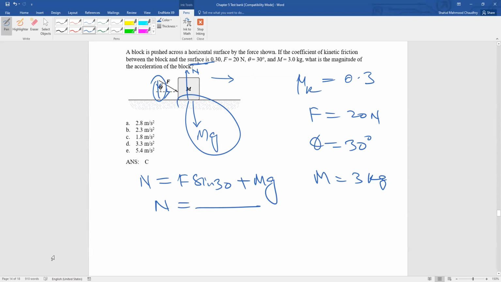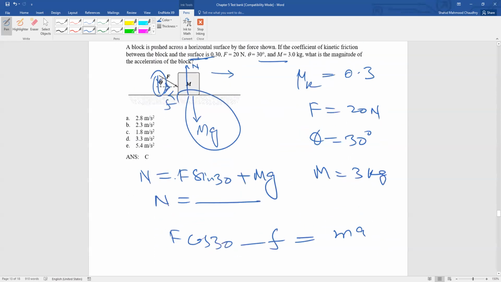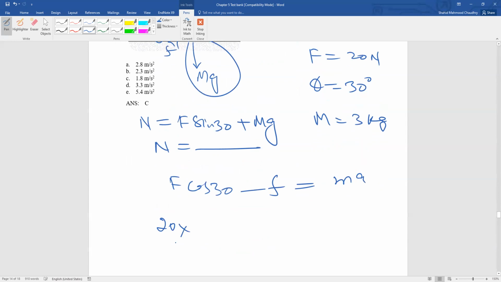The second thing: the body is moving in this way. With which component is it moving? It is moving with this component, F cos of 30, minus the frictional force. The frictional force is always opposite to the applied force. So F cos 30 minus f is equal to ma. The force value is given here, 20 Newton, and this is 20 into cos of 30. Cos of 30 is 0.866, minus f. Now this is important.